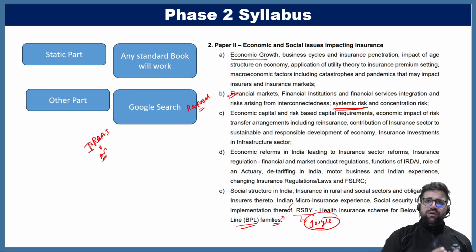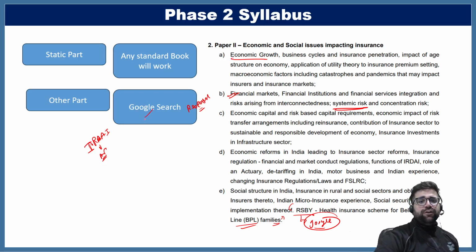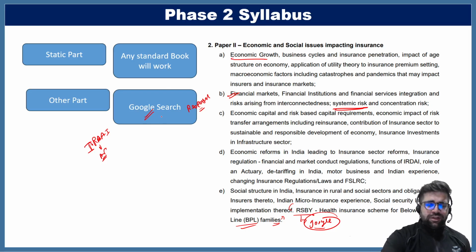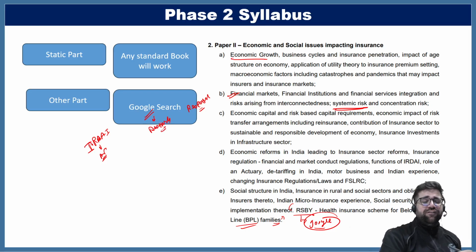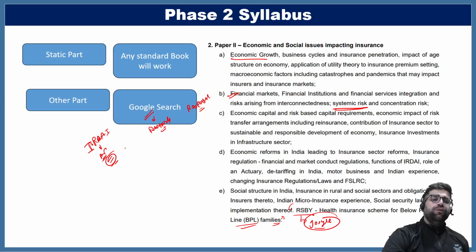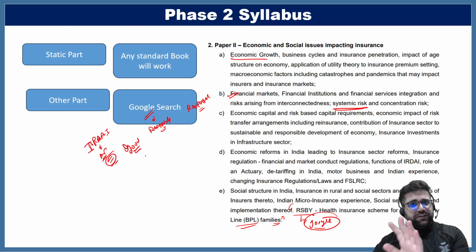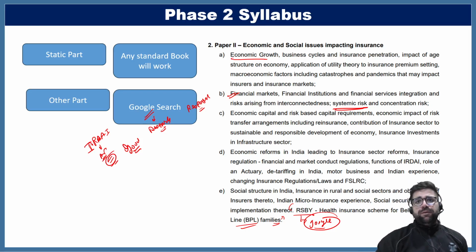If you are doing self study, definitely cover the static part from one standard book. But to understand the impact of economic and social issues on insurance, my friend, you will have to do a lot of Google research, and definitely try to read research papers released by different colleges and esteemed authors. The IRDAI annual report will also give you good quality content. So please understand, this is the exact strategy you have to follow for your paper number 2, which is economic and social issues impacting insurance.